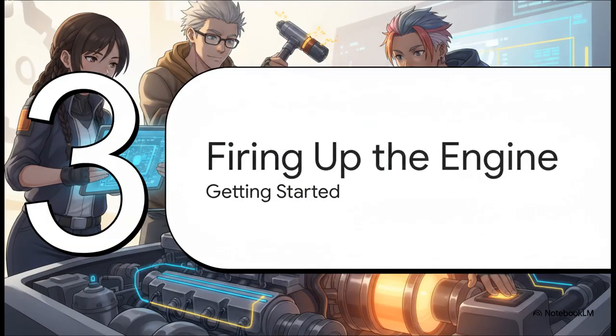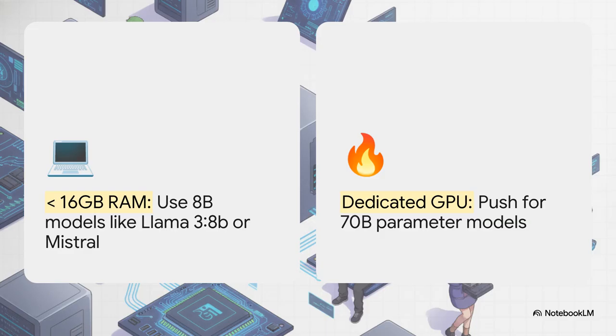All right, time for the tactical stuff. Section 3, firing up the engine. When you install Ollama, you need a solid rule of thumb to pick a model that's actually going to run well on your specific machine. Here's the deal. If you're on a laptop or desktop with less than 16 gigabytes of RAM, you'll want to stick to what's called an 8 billion parameter model. Things like Llama 3 8B or Mistral are absolutely perfect for this.